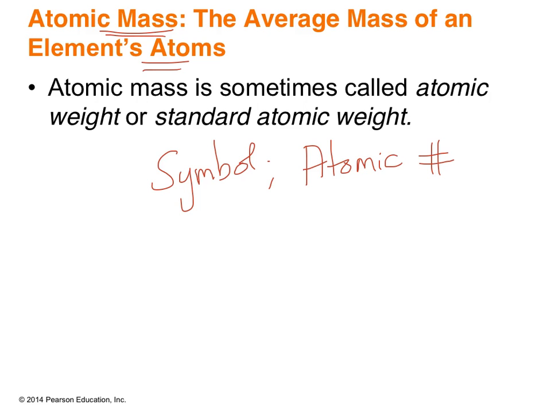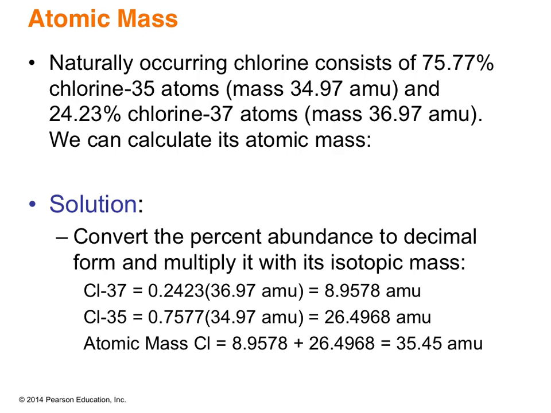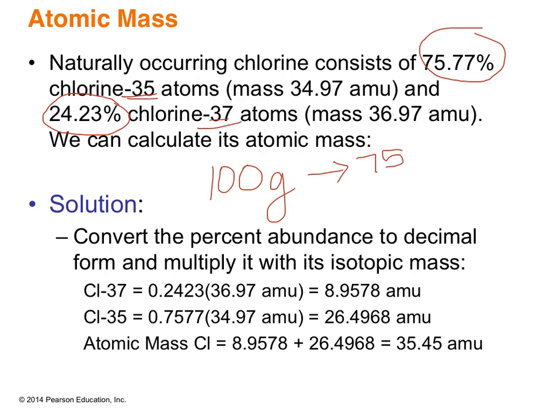What do we mean by that? For example, naturally occurring chlorine consists of 75.77% of chlorine 35 and 24.23% of chlorine 37. First of all, what is this 75.77? If there is a 100 gram sample of naturally occurring chlorine, 75.77 grams of it will be chlorine 35 atoms.